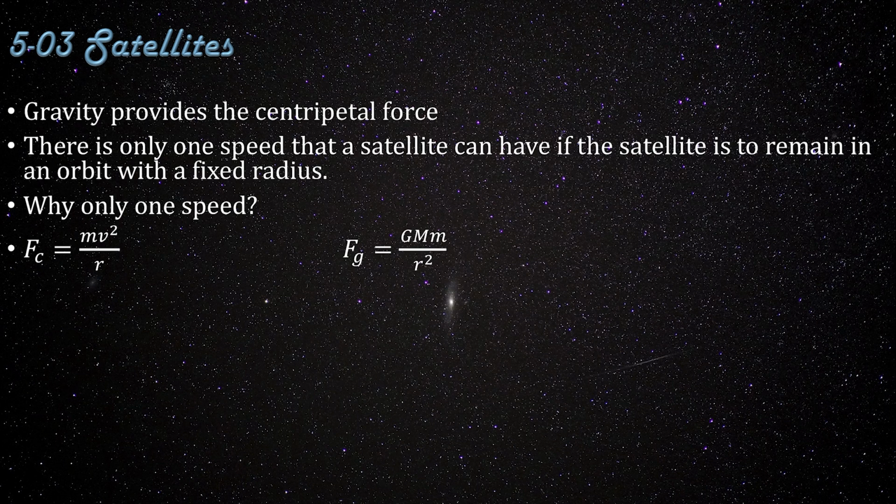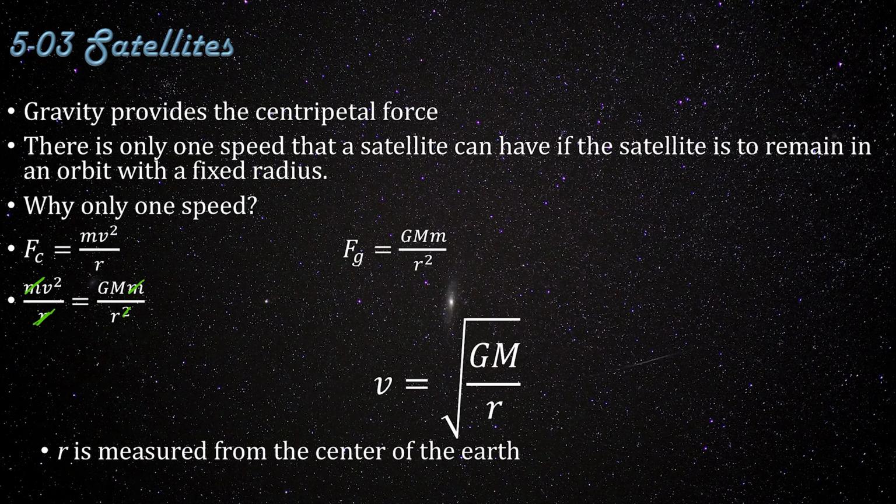Well, centripetal force is mv squared over r. Gravity is providing that, so that is GMm over r squared. Make those equal to each other. The m's cancel, one of the r's cancels, and then just take a square root. So v will be the square root of GM over r, where r is measured from the center of the Earth or the center of whatever the satellite is orbiting.